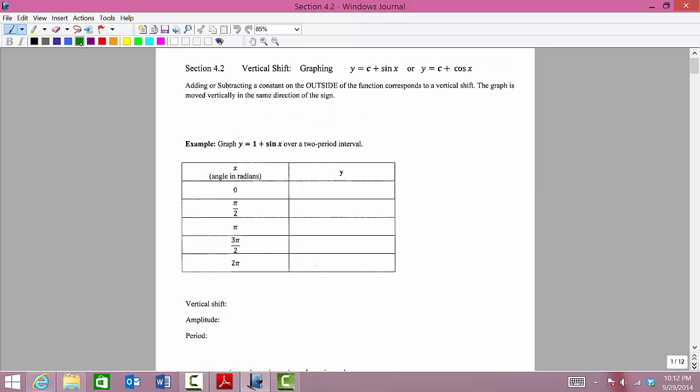We're going to call that vertical shift C. So C plus sine of x or C plus cosine x. So starting out, let's look at what the graph of y equals 1 plus sine x is going to look like. What we want to do is plug in 0 as our angle in radians in place of x. So that's 1 plus sine of 0, and the sine of 0 is 0, so that gives us 1 plus 0, which is 1.